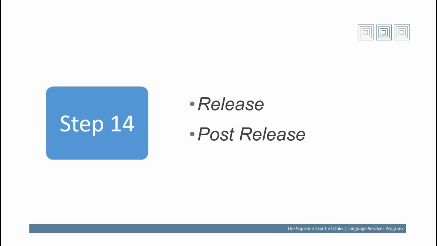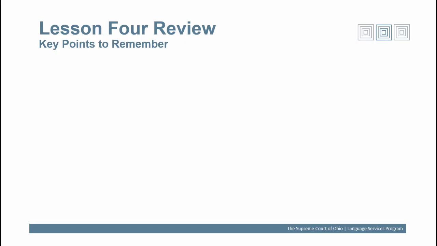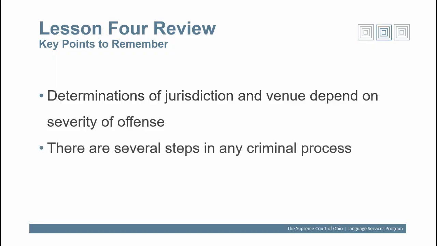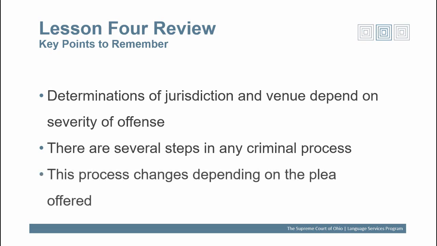In Lesson 4, the key points to remember are: determinations of jurisdiction and venue depend on severity of offense. There are several steps in any criminal process. This process changes depending on the plea offered.